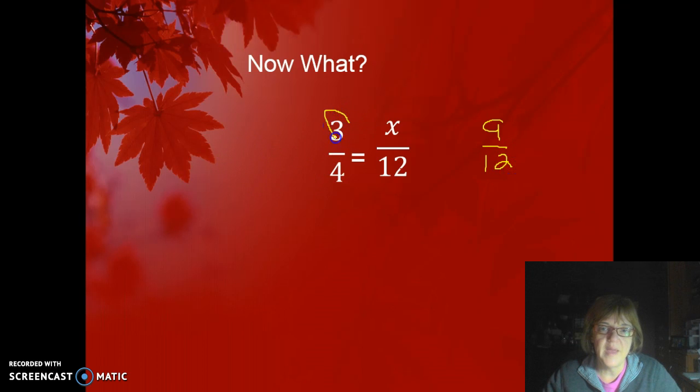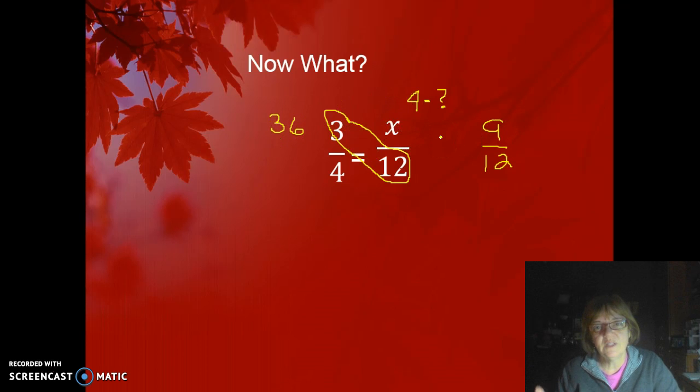Another way would be to go back to our other thing here. 3 times 12 is 36. 4 times some number, which we called x here, gives us 36, okay? How do I come up with that number? Well, I could take 36 here and divide it by 4. And if I do that, I get 9 again. So it's really your choice which one makes the most sense to you.